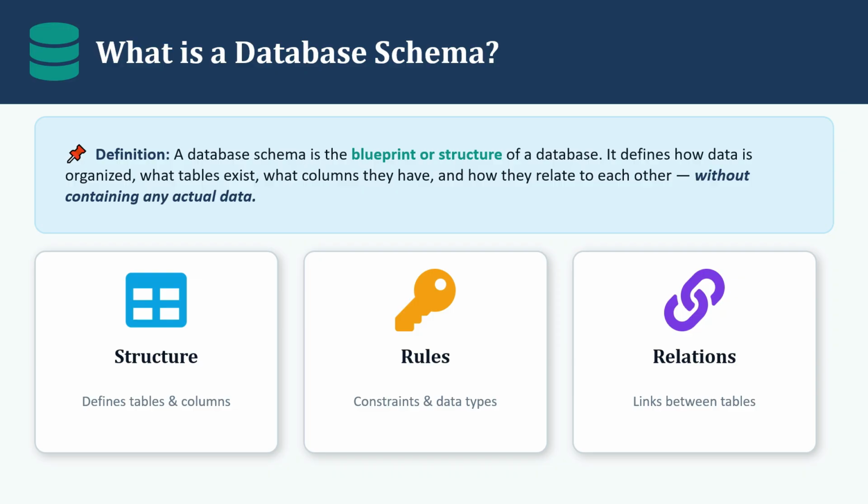So, there are three main things. A schema defines the structure, meaning the tables and columns, and the rules, meaning data types and constraints, and lastly the relations, meaning how tables link to each other.